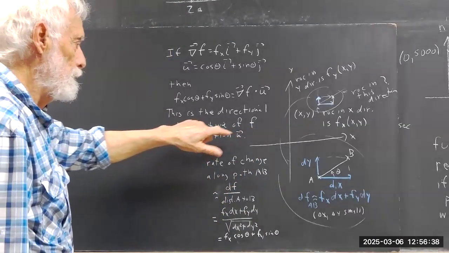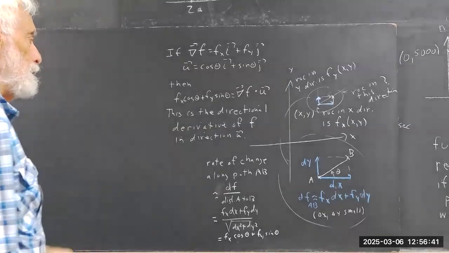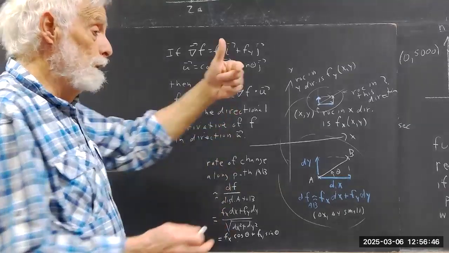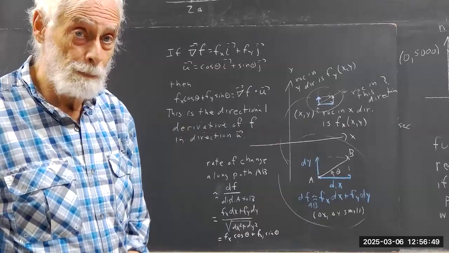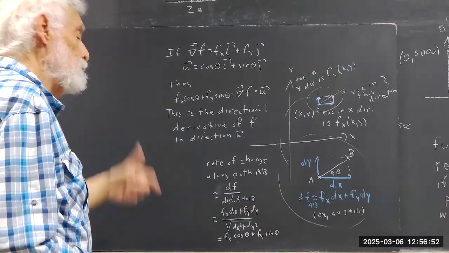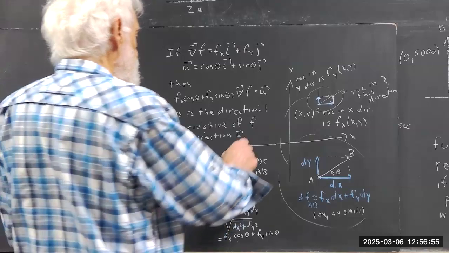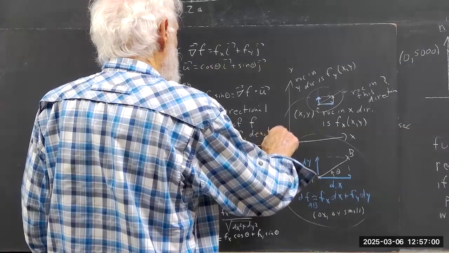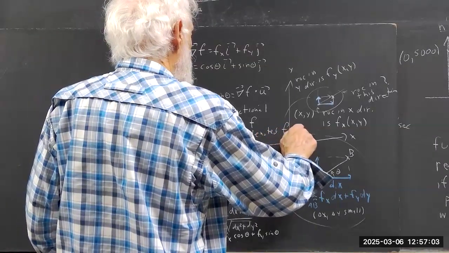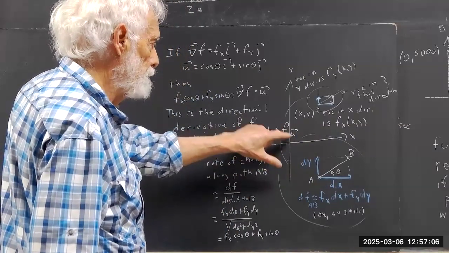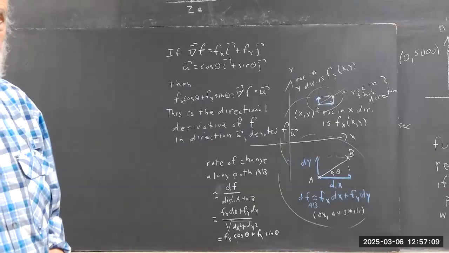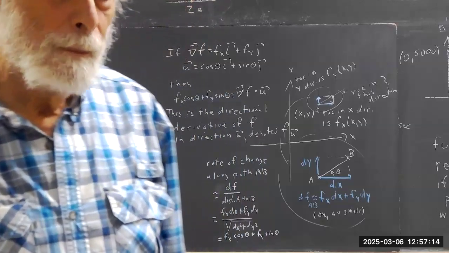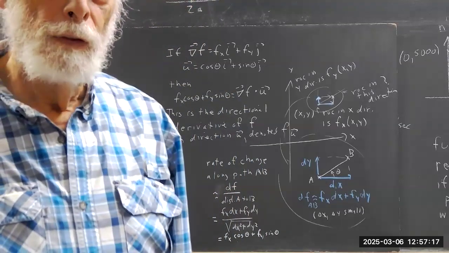This is the directional derivative of f in the direction of u. Note that u is a unit vector. Its magnitude is the square root of cosine squared plus sine squared, which is 1. We can sometimes denote that f sub u, and there are other ways of denoting it that you'll see in your text. But that's the idea. It's very easy to calculate and very easy to use.